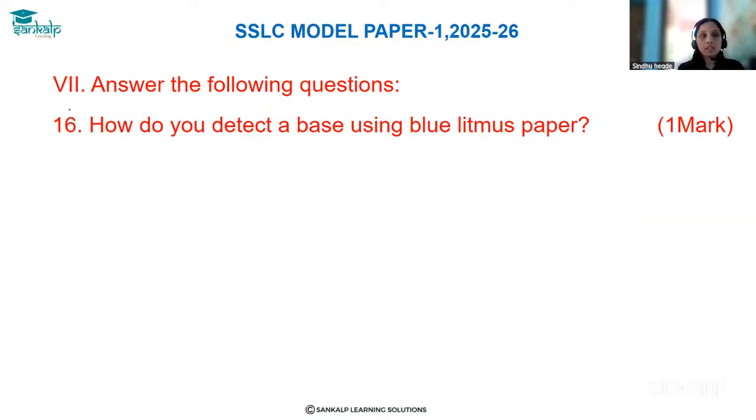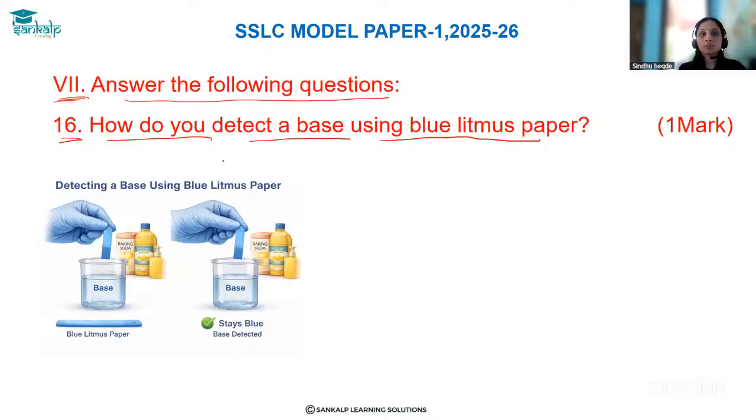Hello everyone. Let us see the 7th main. Answer the following questions. 16th question. How do you detect a base using blue litmus paper? We know that to find out acids and bases, generally we use the litmus paper test, right? The question is, with the help of blue litmus paper, how do we find out it is a base?